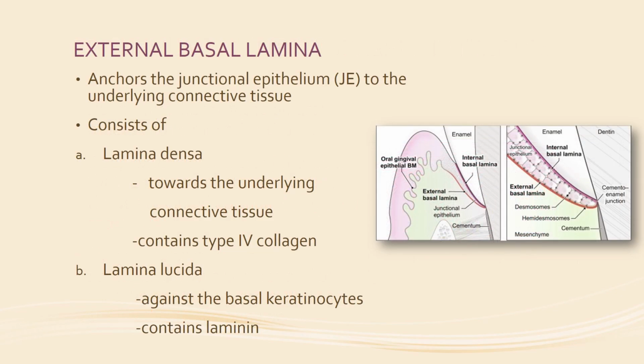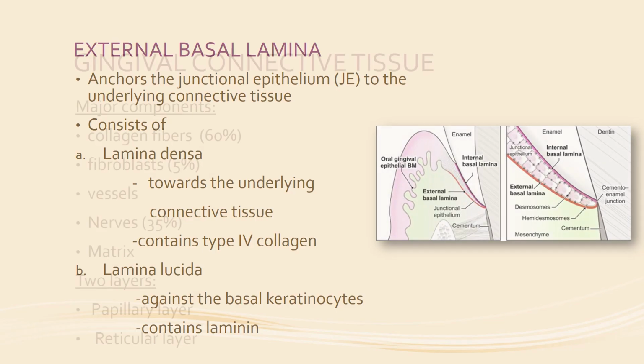Coming to the external basal lamina. It anchors the junctional epithelium to the underlying connective tissue, consisting of lamina densa, which is towards the underlying connective tissue and contains type 4 collagen. Then lamina lucida, which is against the basal keratinocytes of the epithelium and contains laminin.